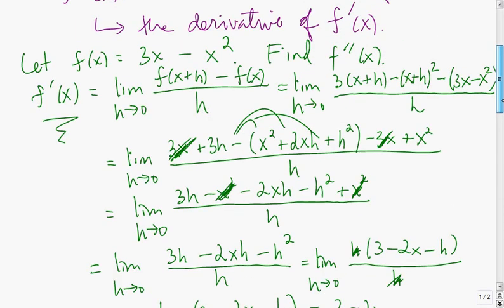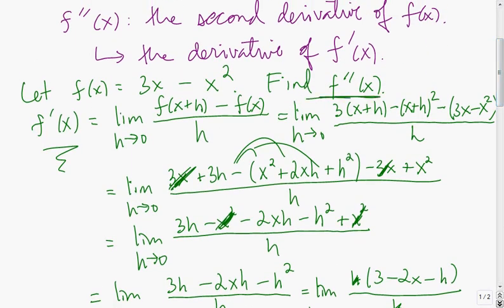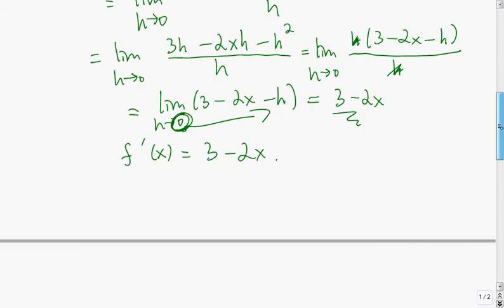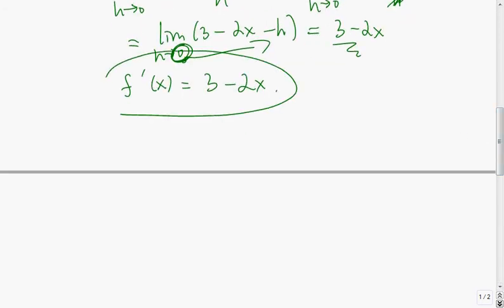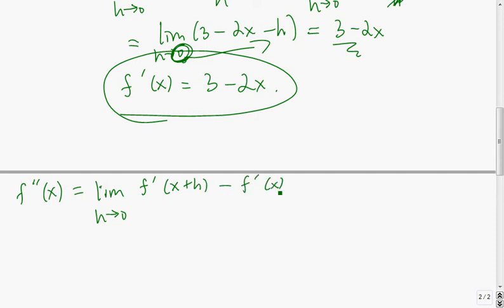Okay, so now let's take a look at the problem again. We wanted to find f double prime of x. Well, f double prime of x is the derivative of f prime, so to get f double prime, we need to differentiate this. Because all we know right now is how to find a derivative using the definition, that's what we're going to use to find f double prime. So f double prime of x is equal to the limit as h goes to 0 of f prime of x plus h minus f prime of x, all divided by h.